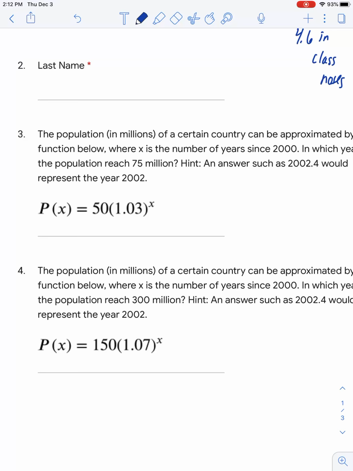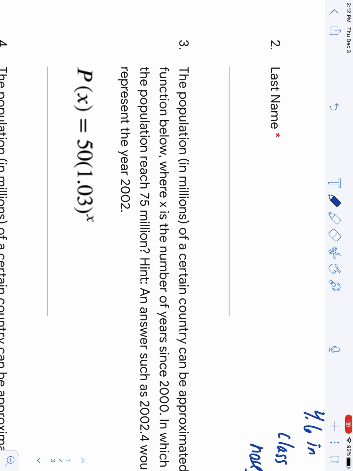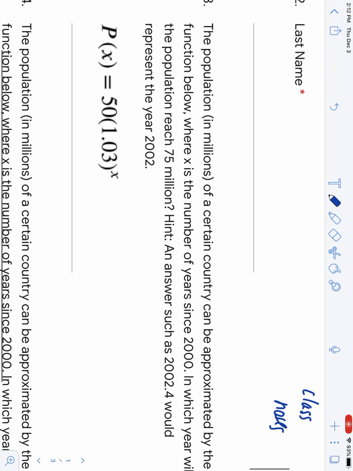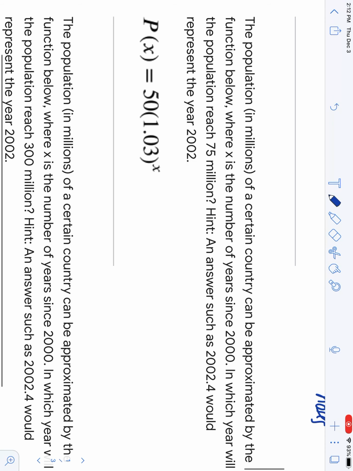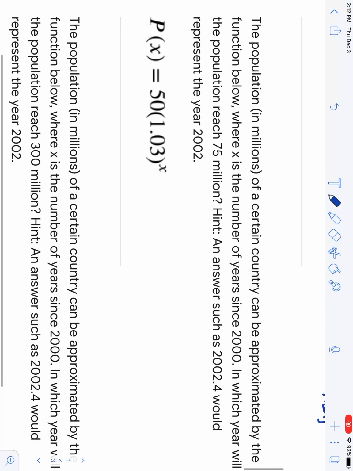Let me flip this so we can see it all. I'm going to be doing every other problem to teach you. So we're going to look at this first one. It reads, the population in millions of a certain country can be approximated by the function below, where x is the number of years since 2000. We did one of these the other day, I think. In which year will the population reach 75 million?